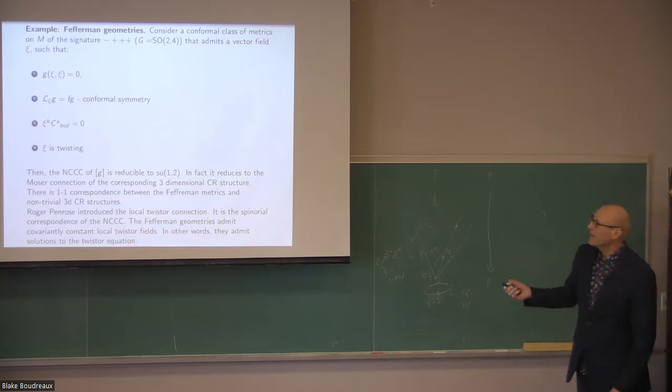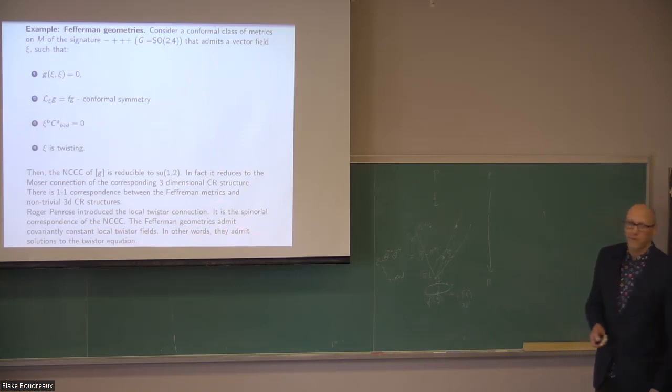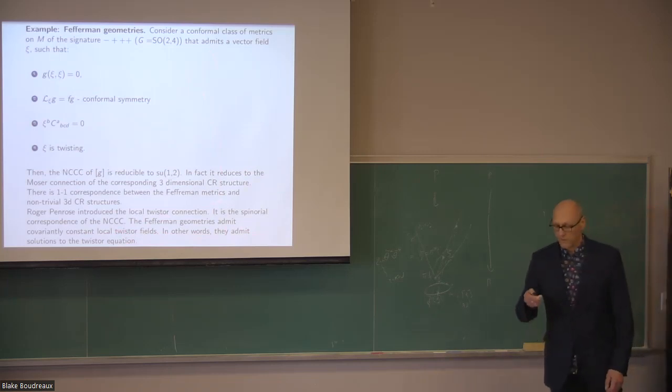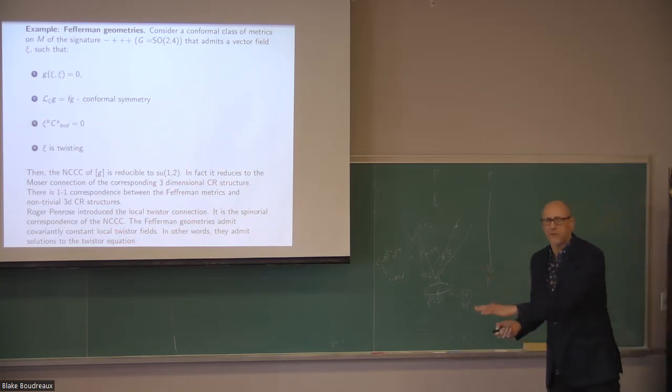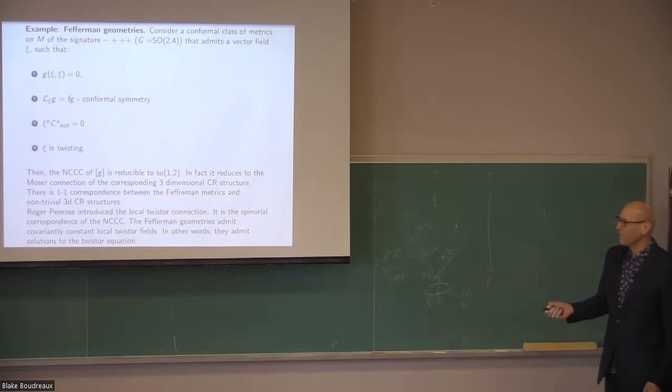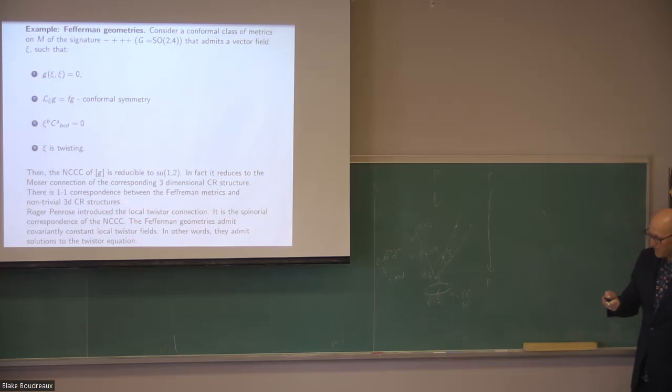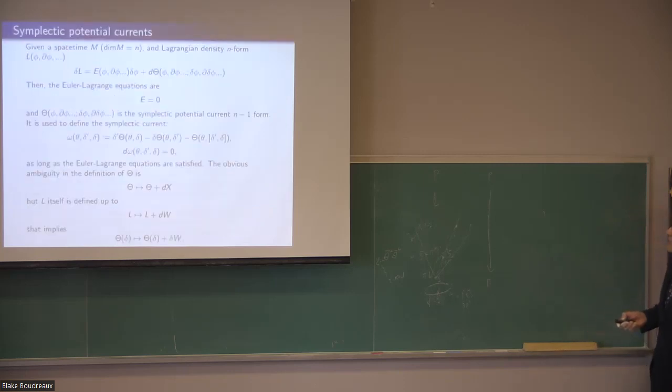So this is a historical example of application of those normal conformal connections in two different areas. One is in the geometry of Cauchy-Riemann structures, another one is, it's not really twistor theory, because this theory of local twistors goes in a different direction than twistors themselves, but it is something related to Roger Penrose and to his twistors. Okay, but this is a historical example. So let me now turn to new applications.